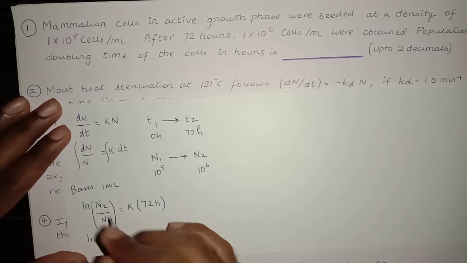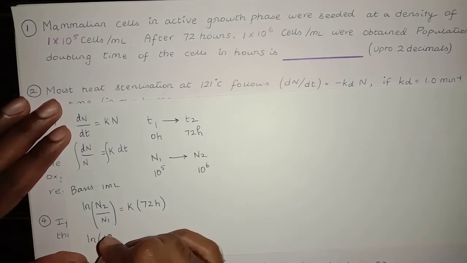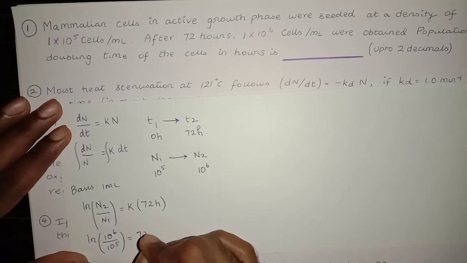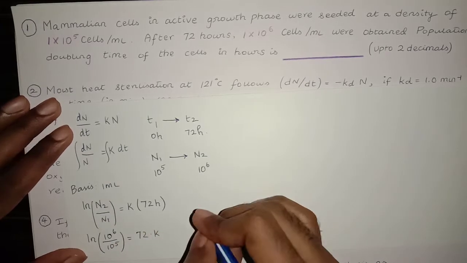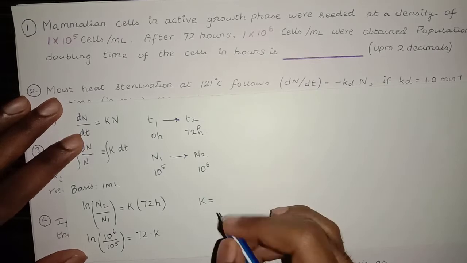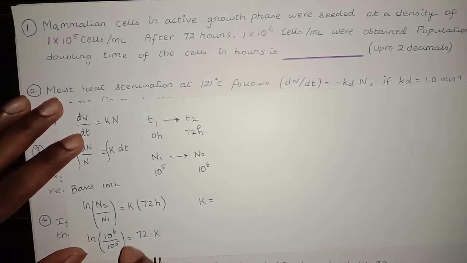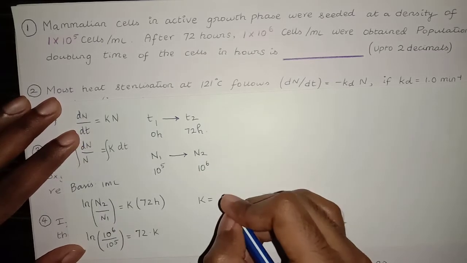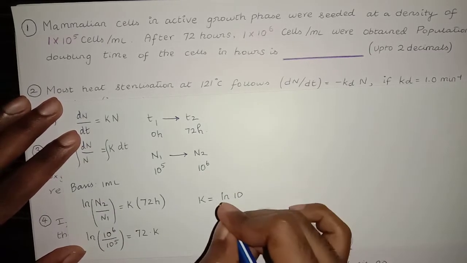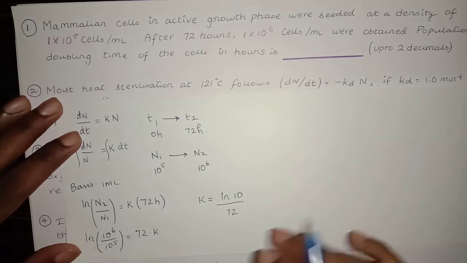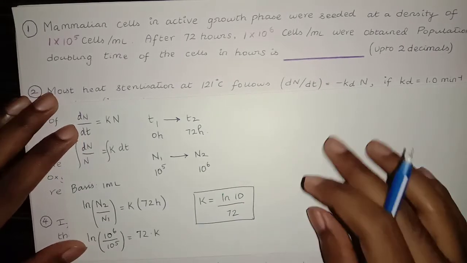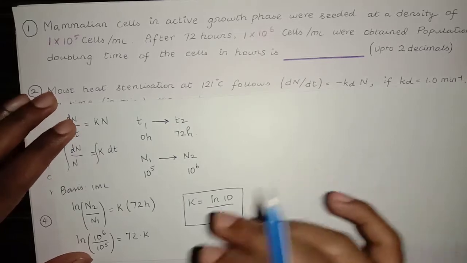ln of n2 over n1, which is 10^6 divided by 10^5, is equal to 72 times k. Let's get the value of k. k is equal to ln of 10^6 over 10^5, which is 10, that is ln 10 by 72. This is the expression for the rate constant k.